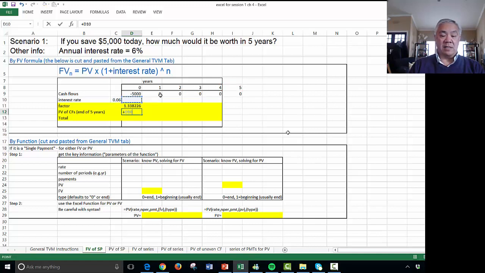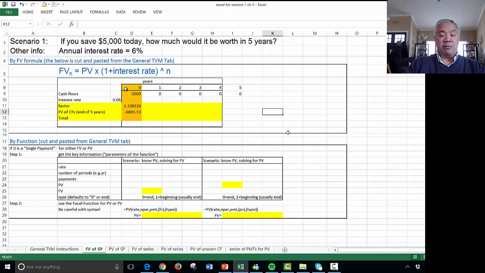So the PV is that times that. And that, in this case, is the answer since there are no other cash flows. So the entire answer is captured right there. That $5,000 invested today would be worth $6,691 in 5 years at a rate of interest of 6%. Okay. The other is to use, again, I copied this forward, the function.